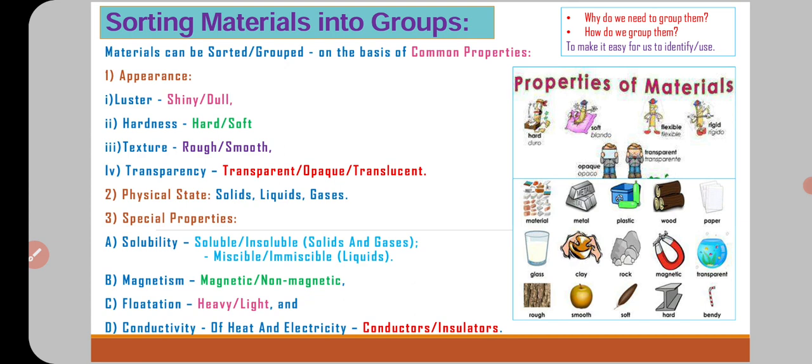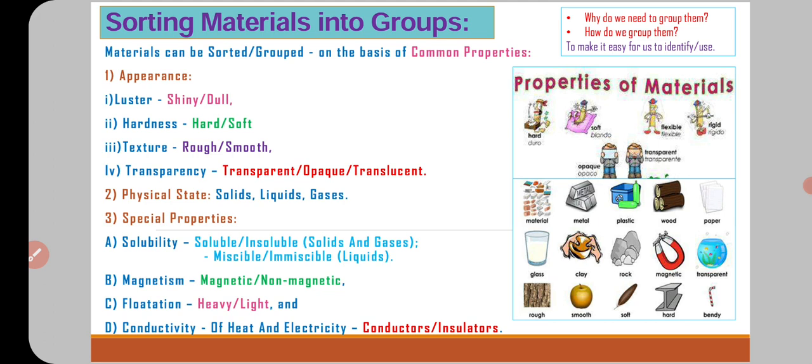Texture. Rough or smooth. Materials can be rough or smooth. Rough materials have bumps or ridges on their surface, which can be felt by touching them. Smooth materials lack these bumps. Rocks, sandpaper, and barks of a tree are examples of rough surfaces. A glass sheet, flower petals, and surface of an apple are examples of smooth materials. Physical states. Solids, liquids, gases are physical states.